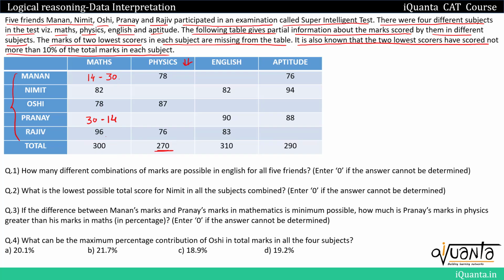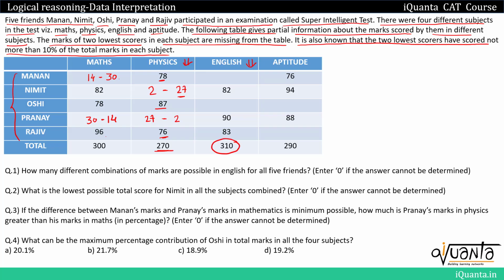Similarly, if we check for physics, total marks in physics is 270. So that means the maximum score of Nimit will be 10% of 270, which gives me 27. Nimit can score maximum 27 in physics. In that case, what will be the score of Pranay? In physics, it will be 78 plus 27. That means 105 plus 87, which gives me 192 plus 76, which gives me 268. So that means 2 marks. So in that case, Pranay will score 2 marks here. And what can be the maximum score of Pranay in physics? It can be 27. In that case, Nimit will be scoring 2 marks in physics.